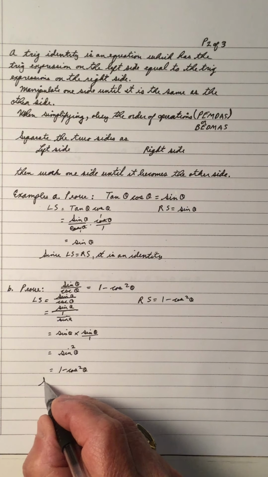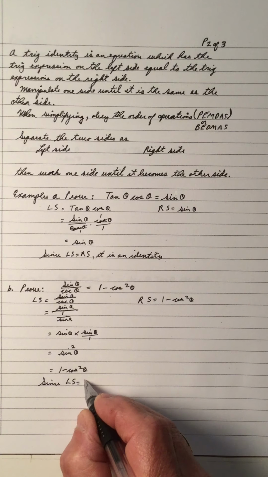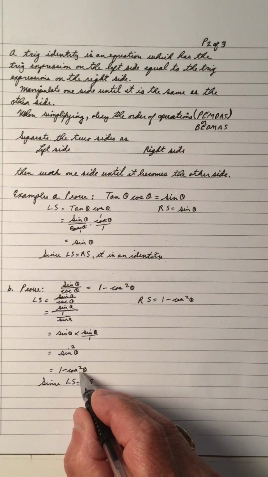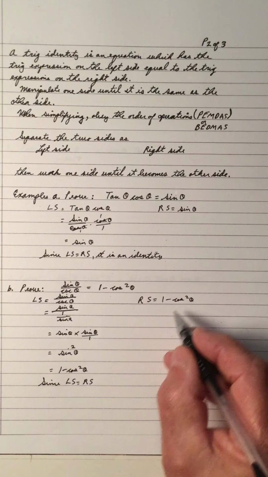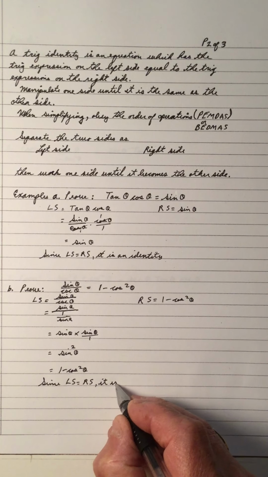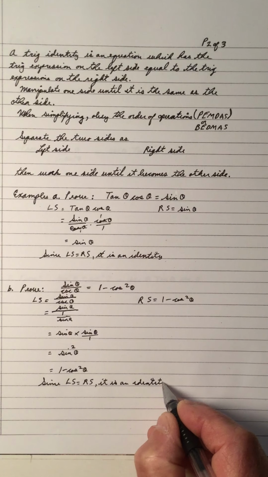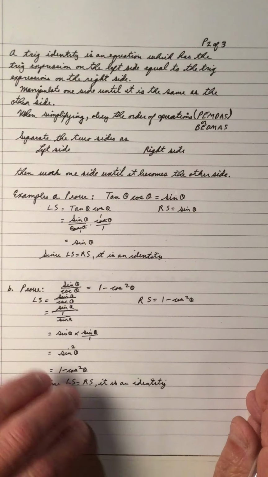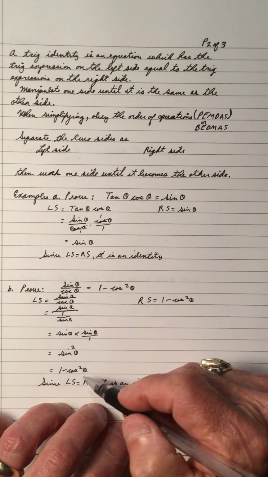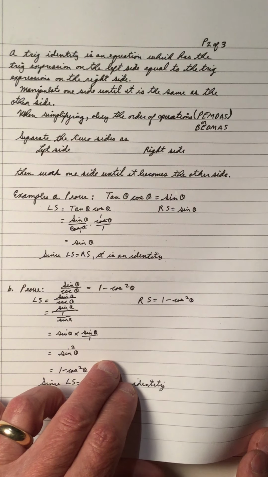And make the statement: since the left side equals the right side. The left side is 1 minus cos squared. The right side is 1 minus cos squared. Since the left side equals the right side, it is an identity. So that's the way identities will be done. Notice you work one side only. That's the official way to do identities.